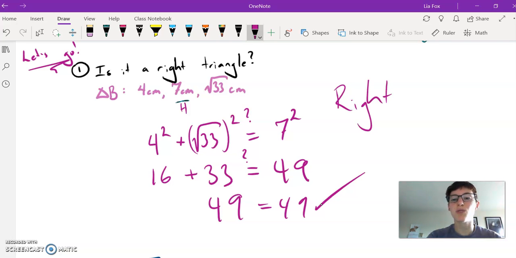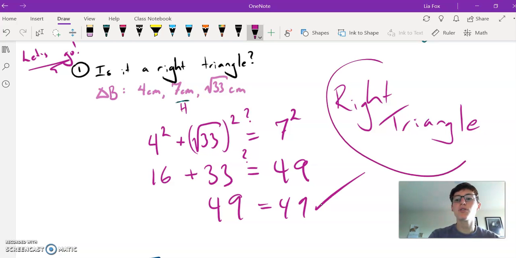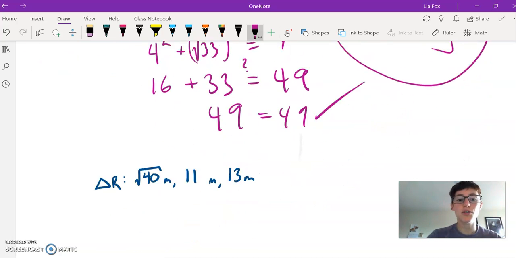So we're just kind of running this guy backwards, right? We're running the right triangle backwards. So I've just proved that I have a right triangle. Let's look at another example.